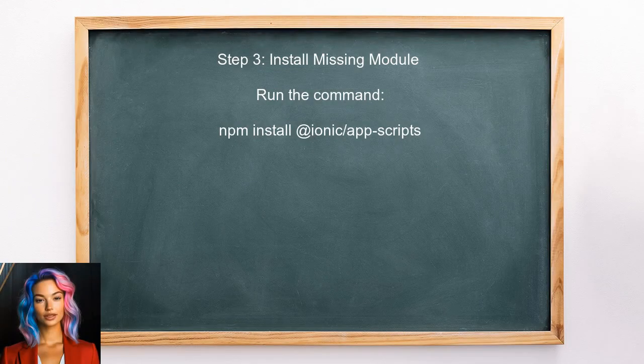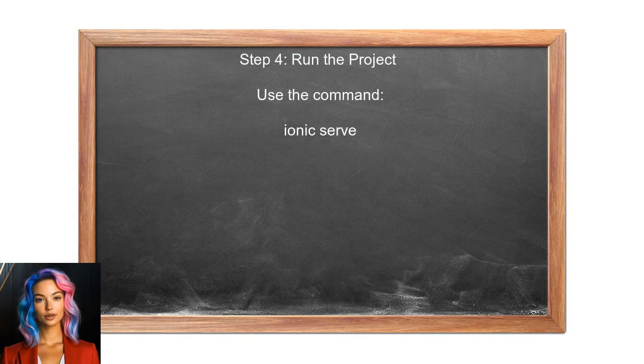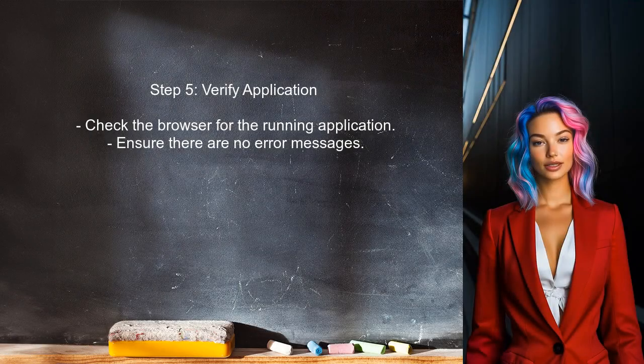After navigating to the project directory, the user should install the missing module. This can be done by running another command in the terminal. Finally, the user can try running the project again. They should use the command ionic serve to start the development server. If everything is set up correctly, the user should see their Ionic application running in the browser without any errors.